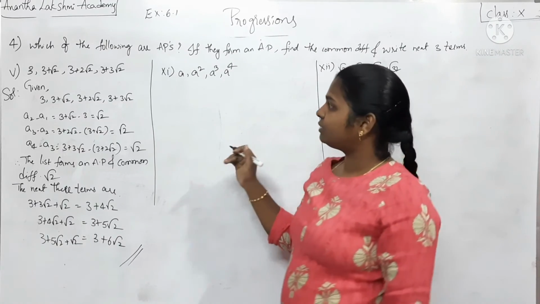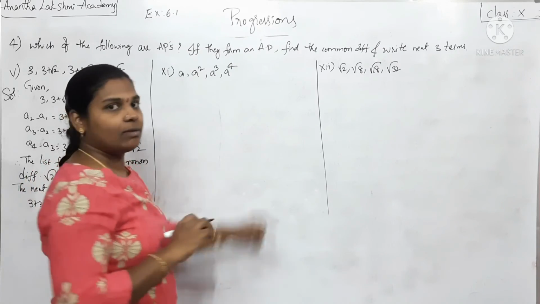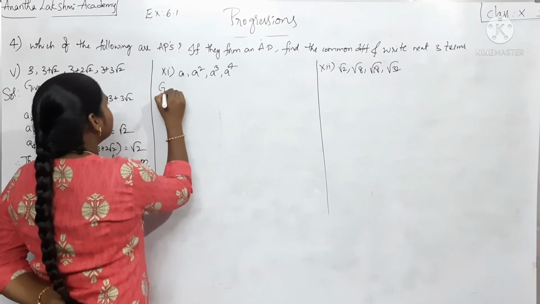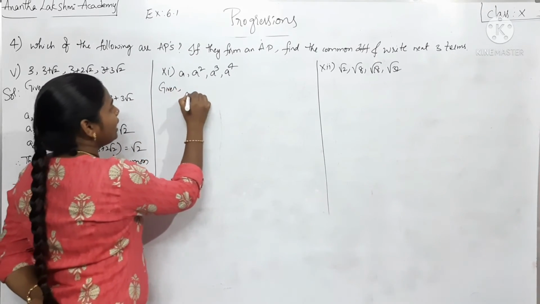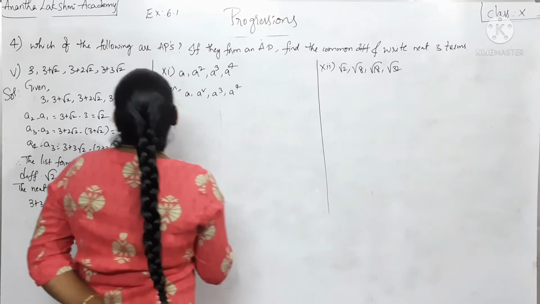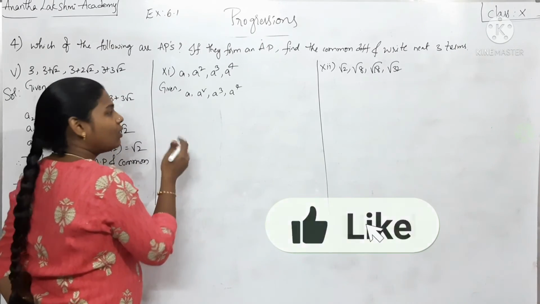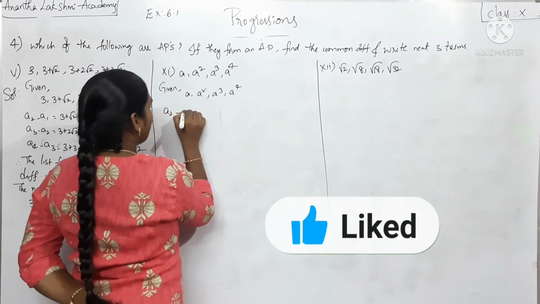Let's look at the 11th bit. Alright, here a square, a cube, a power 4 are given. Given a square, a cube and a power 4. So how do we understand whether this is in AP or not? By calculating the common difference.